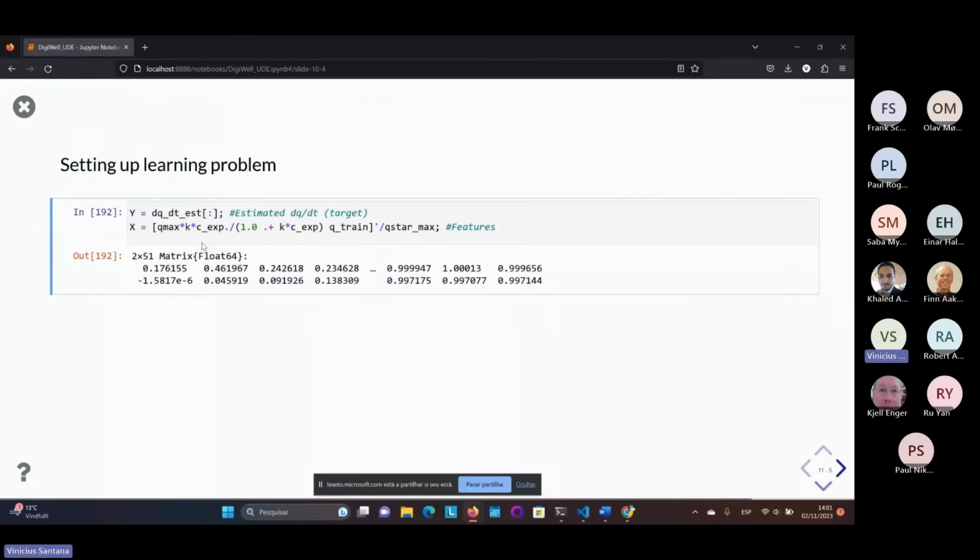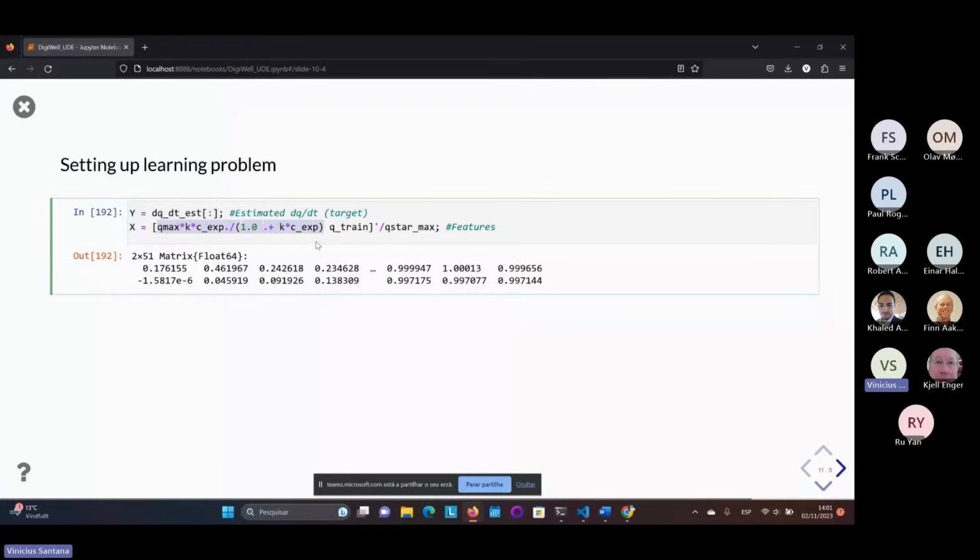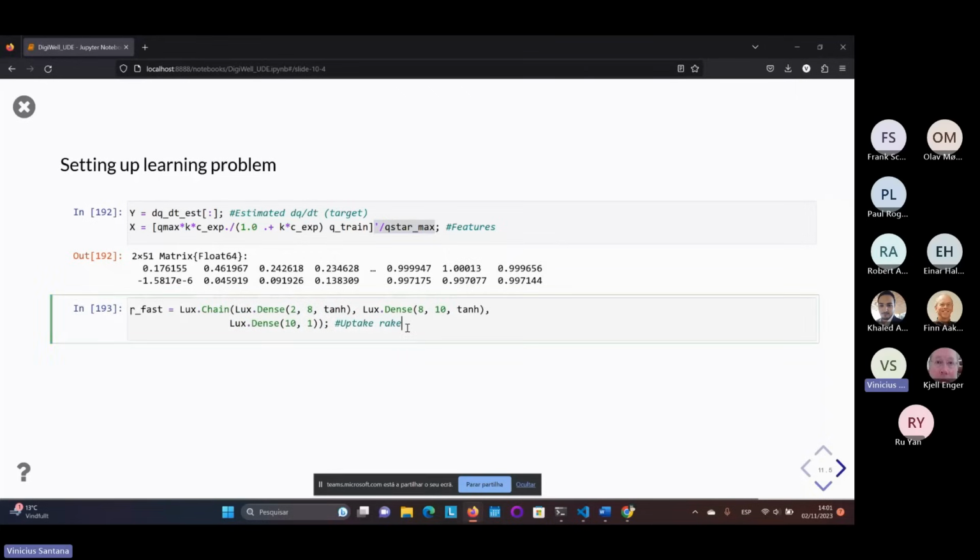So then I can set up my learning problem, but now my target is my estimated derivatives, and my features are my equilibrium concentration again, and my observations of the solid phase concentration. Here I can scale my signals to be between 0 and 1. And then I can set up my neural network, which I call RFast, meaning that I'm going to be estimating its parameters really fast.